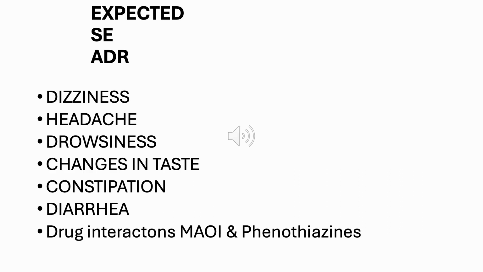The expected side effects: common central nervous system side effects of serotonin 5-HT3 receptor antagonists include dizziness, headache, and drowsiness. Some patients experience changes in taste, heartburn, constipation, or diarrhea. Rarely a patient may experience chills with shivering. The adverse reactions include allergic reaction, dysrhythmia, and renal or liver damage.